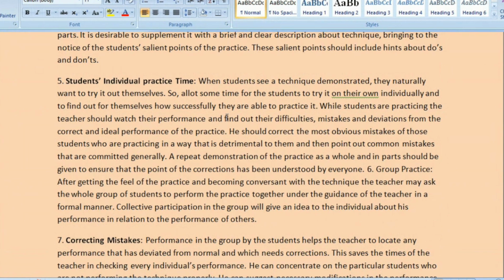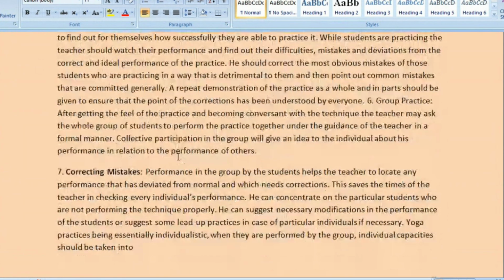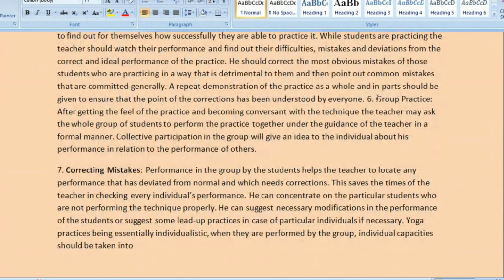While students are practicing, the teacher should watch their performance and find out their difficulties, mistakes, and deviations from the correct and ideal performance of the practice. He should correct the most obvious mistakes of those students who are practicing in a way that is detrimental to them and then point out mistakes that are committed generally. A repeat demonstration for the students, as a whole and in parts, should be given to ensure the points of correction have been understood by everyone.